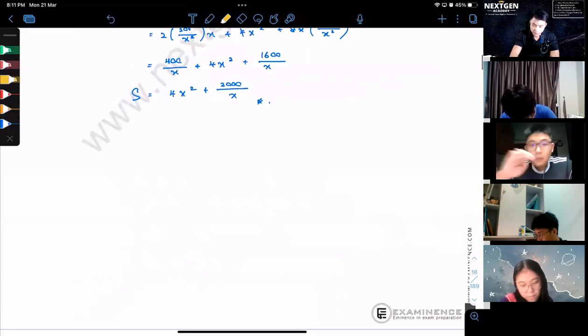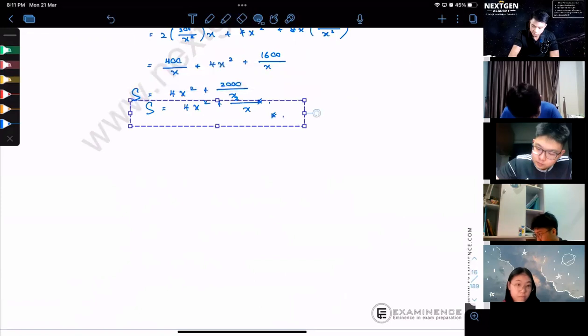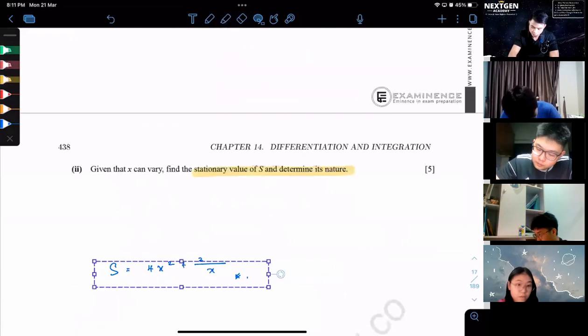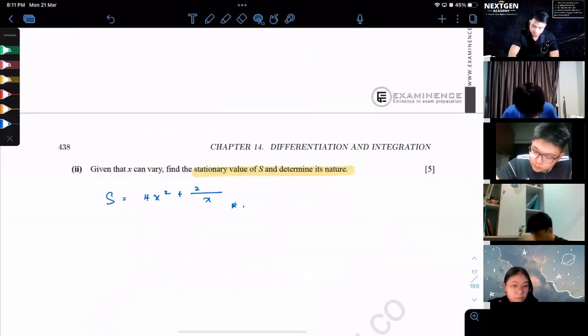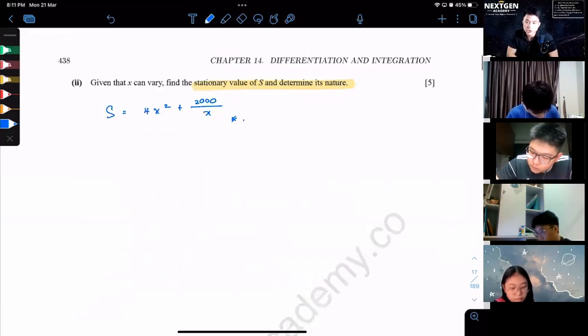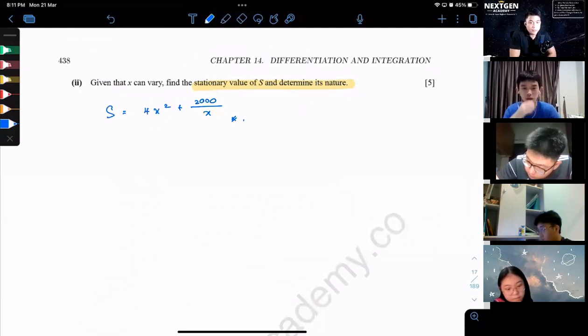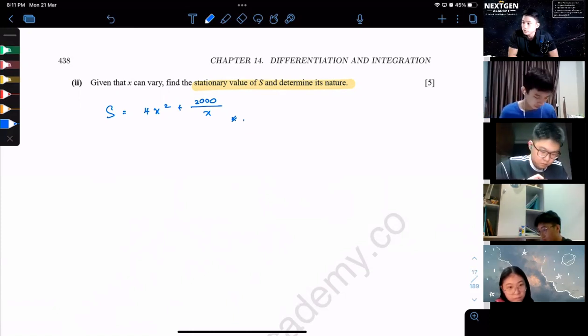Let me copy this down here so we can see clearly. Okay, give you 1.5 minutes. Let's go. So stationary value means dy over dx equals to 0, and then determine the nature. You got to use your second derivative. 5-mark question.